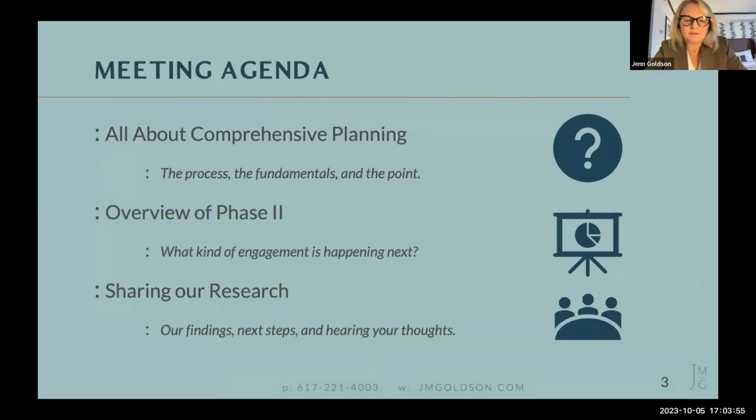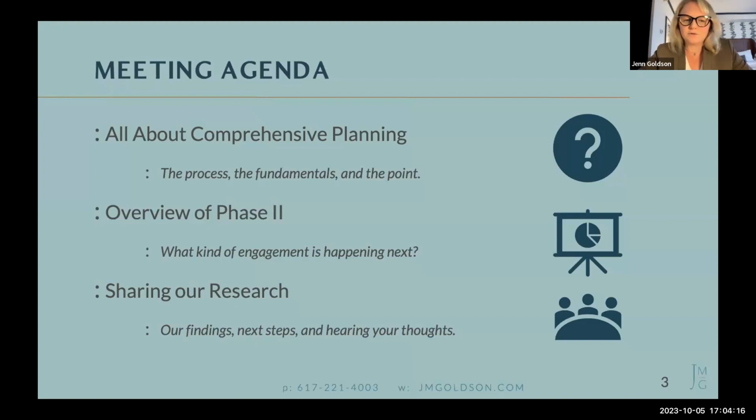So we're going to talk a little bit about the fundamentals of what comprehensive planning is. I'm sure at this point the planning board knows exactly what it is, but just for the benefit of folks who might be just joining this conversation for the first time, we wanted to spend a few minutes describing what this plan is about, or what it will be about, and what this process is about.